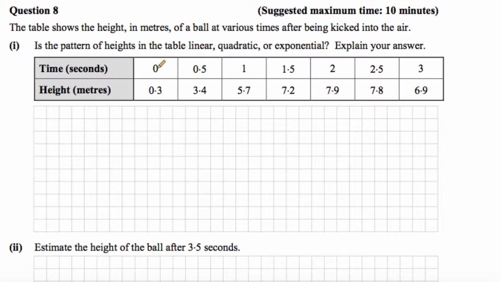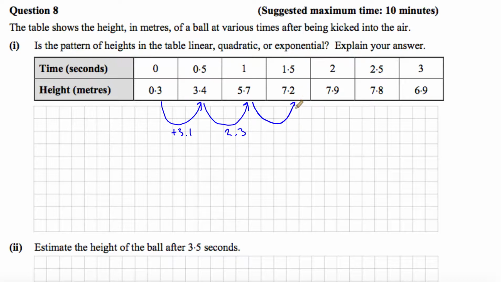So in the table here we are going up in half seconds. So every half second the height is measured, and here we have our height. So if we're going to check is the pattern of heights linear, we're going to see is there a common first difference. So as we move from 0.3 to 3.4, that is a jump of positive 3.1. Then from 3.4 to 5.7, that's a jump of 2.3.